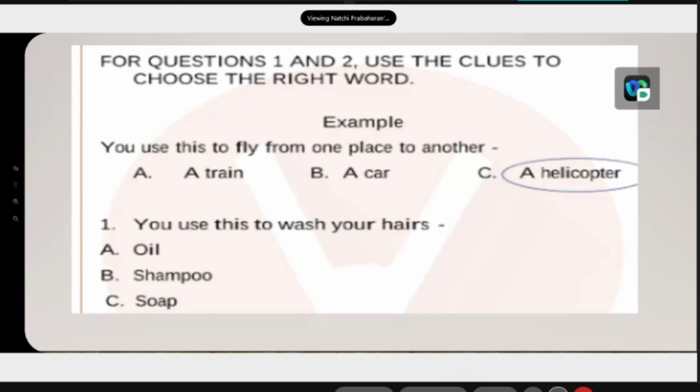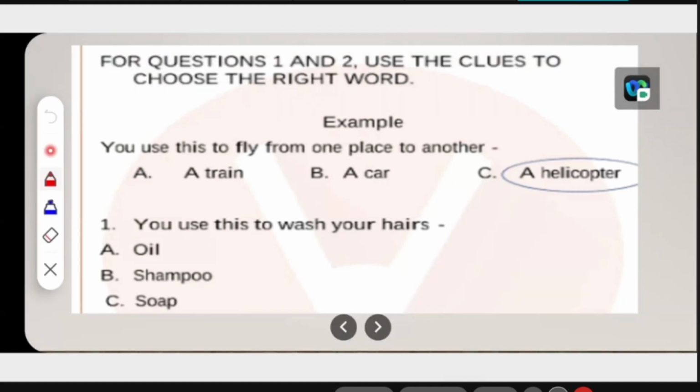See the first question given there. It's like a riddle, so you have to choose the correct answer. I'm going to read the first example. You use this to fly from one place to another. The options are a train, a car, a helicopter. So which is used to fly from one place to another? The answer is a helicopter, right? So like this, you are going to give the answer. Read the question, observe the question carefully, and give the answer. Okay, let's move on to the first question.